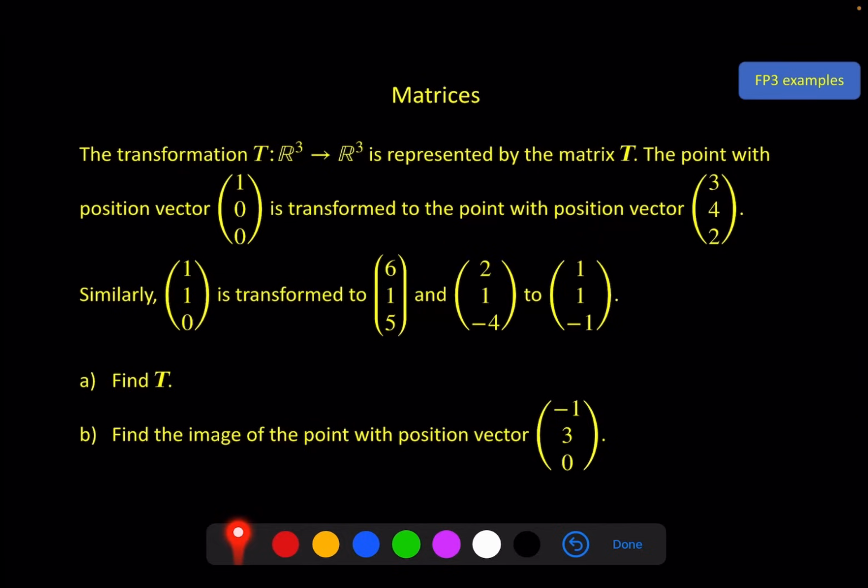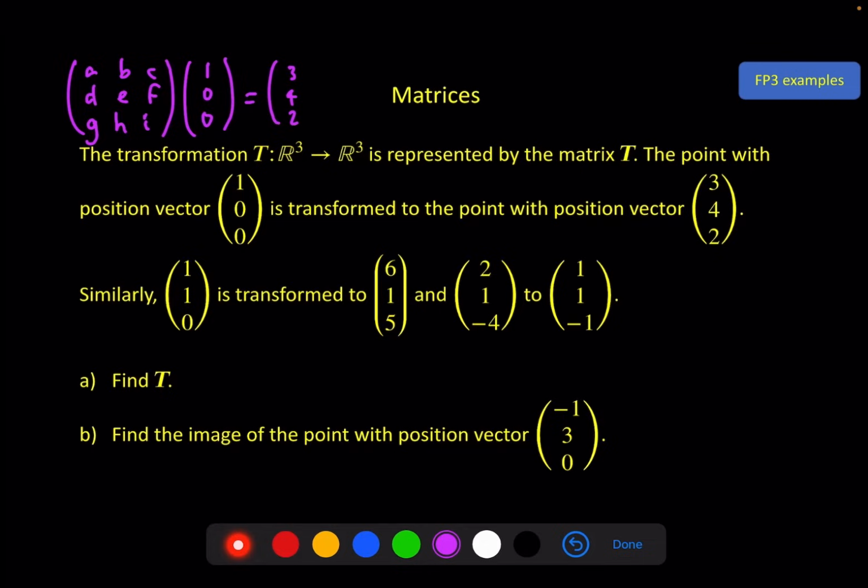Now it's quite important here, the numbers they've given us involve a certain amount of zeros, because we're going to apply this step by step. And we're going to have a general matrix A, B, C, D, E, F, G, H, I. And I'm going to apply this on my first position vector that I know is transformed into 3, 4, 2. And this approach would be far more difficult if we didn't have all these zeros here.